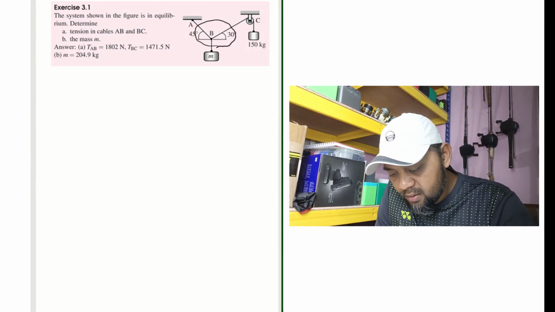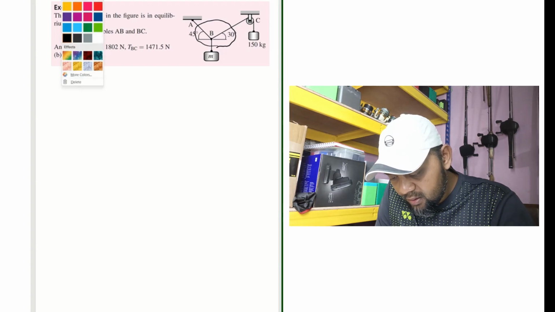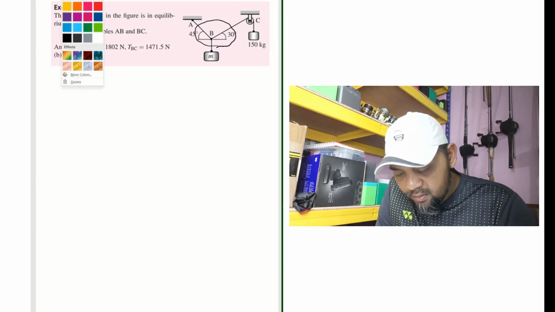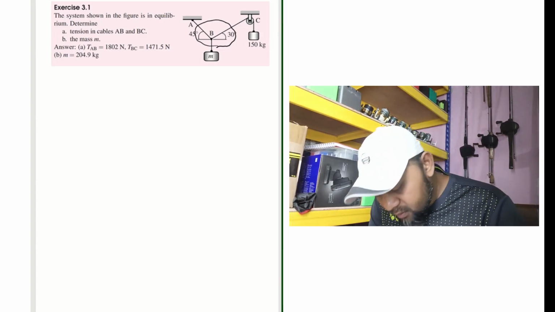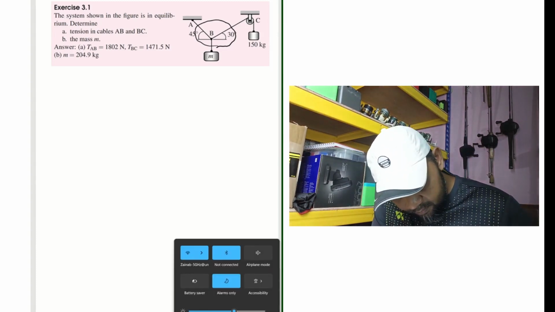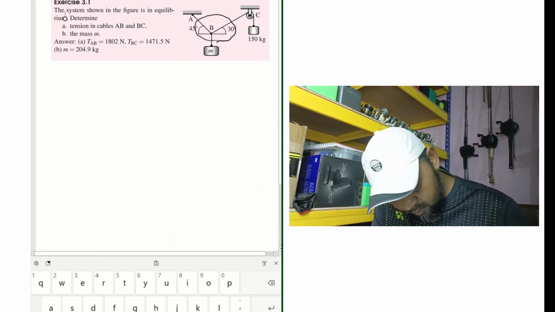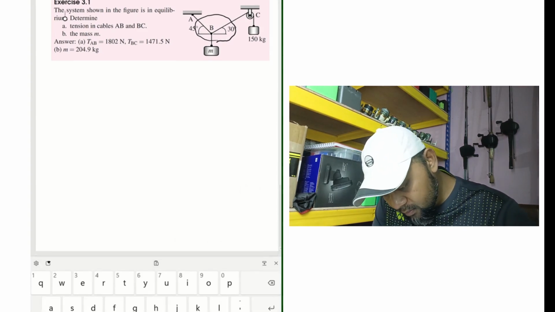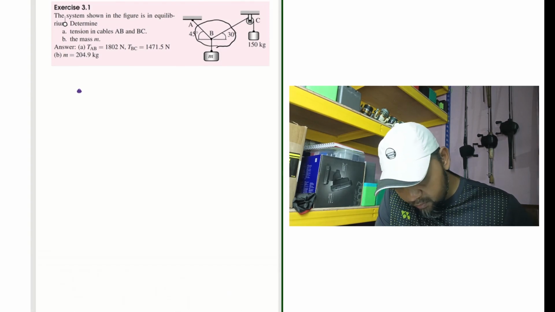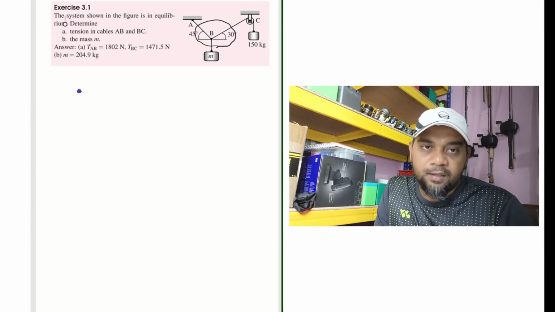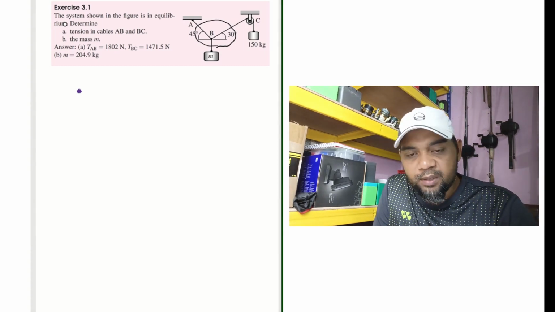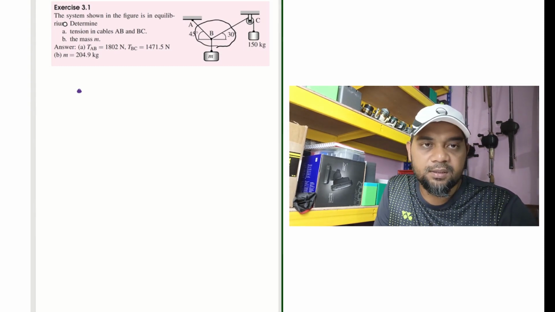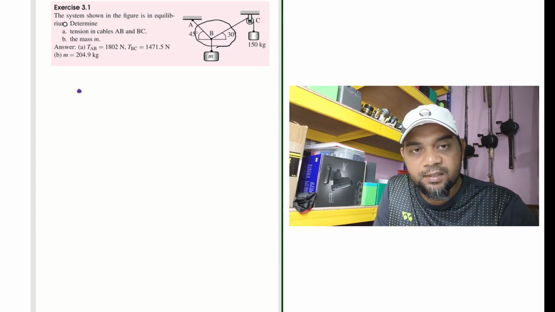So we take this point, which is point B, and draw the free body diagram. Now you have this point B. The first thing to draw in a free body diagram is the external forces. In this case, we don't have external forces.